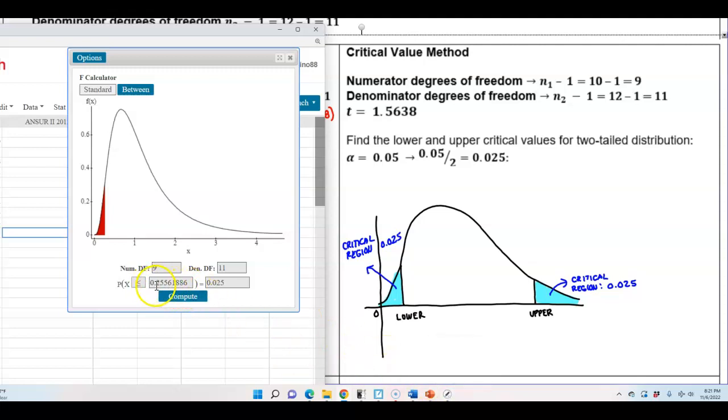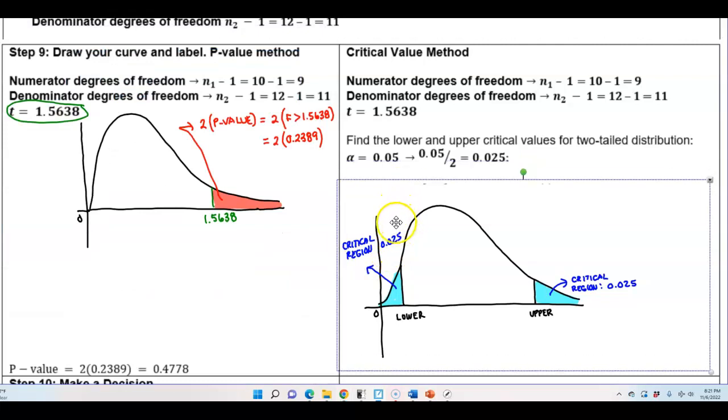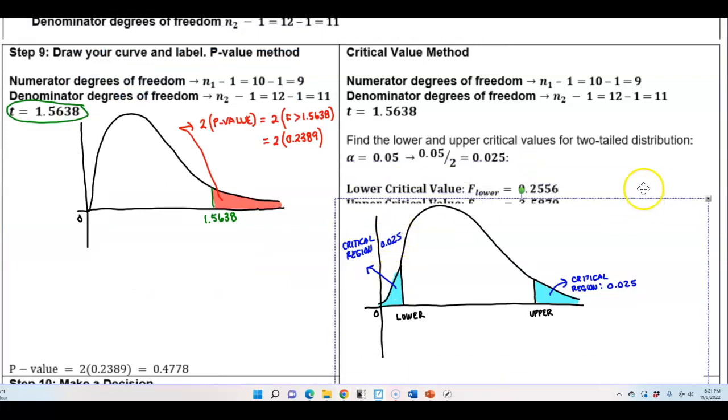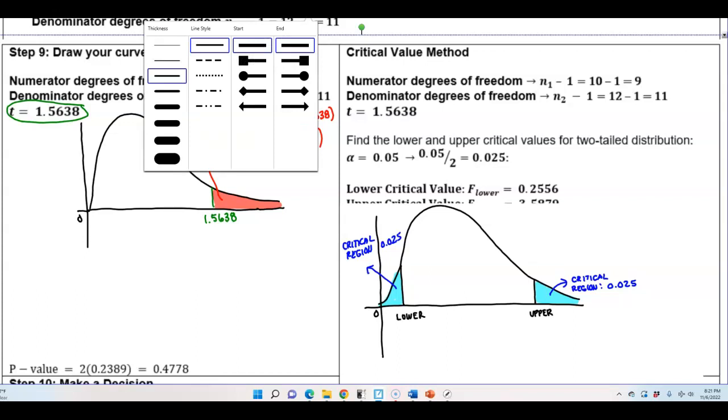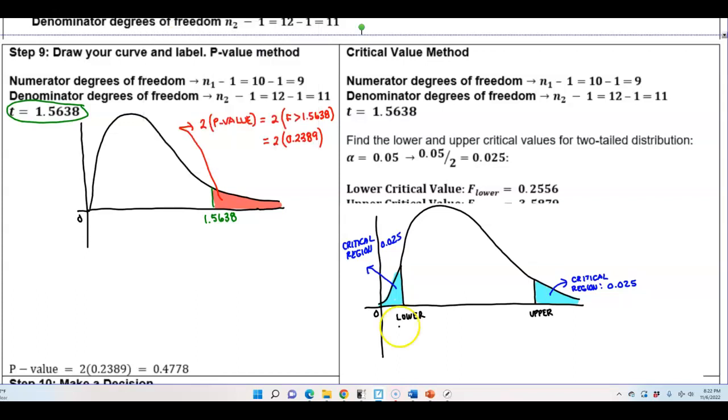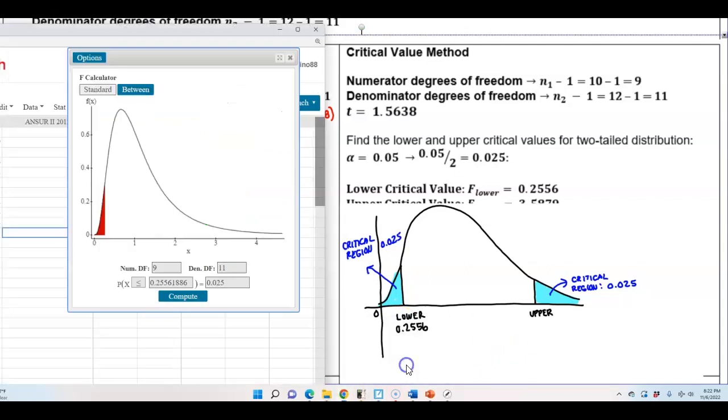And so therefore we get 0.2556. So for the lower, or the F lower, it's 0.2556. So let's go ahead and put that lower value in. So here, this is 0.2556.